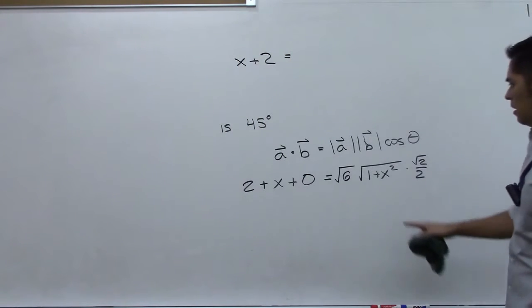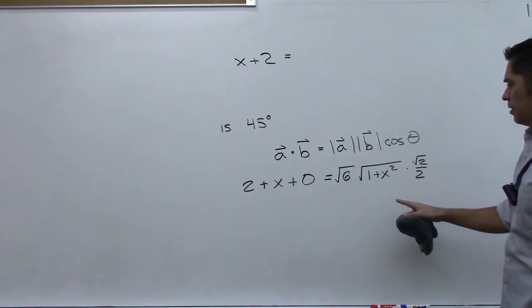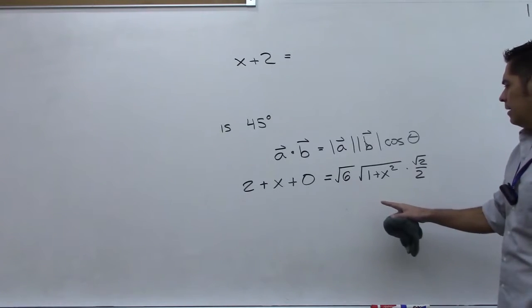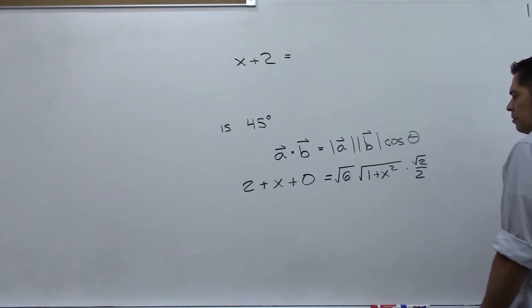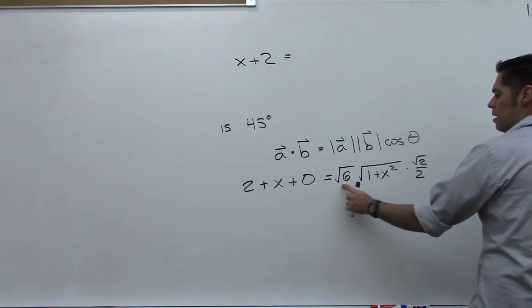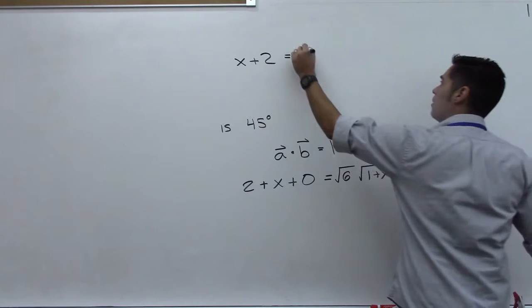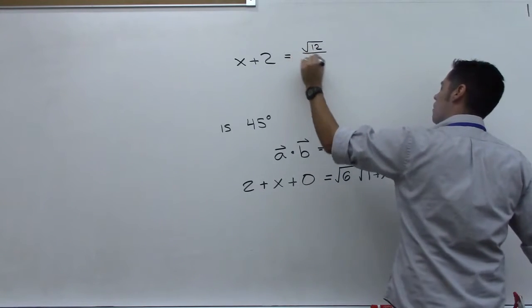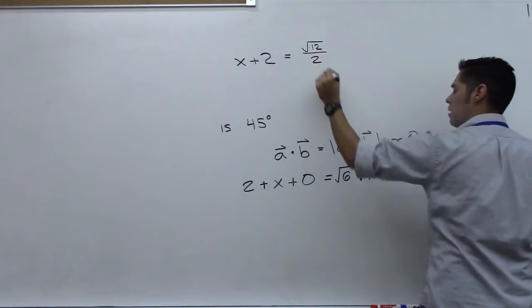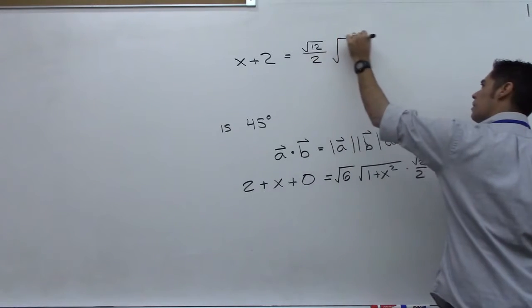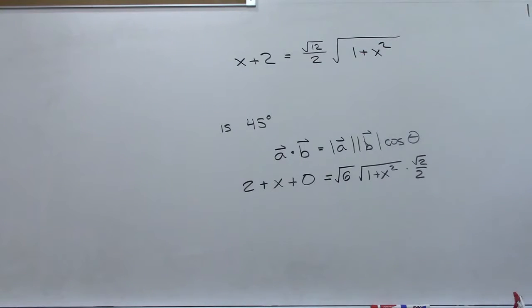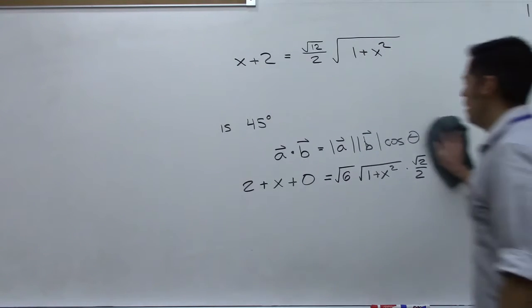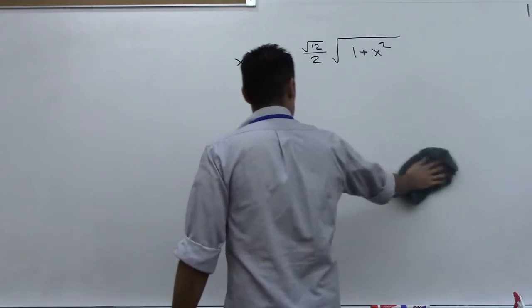Equals, over here, how should we do this? I'm trying to figure out how I want to mess with these roots. How about we put the root 2 times root 6, make it root 12. So I have root 12 over 2, and then this, which is root 1 plus x squared, like that. So that's the right side. And I need to try and solve this for x.